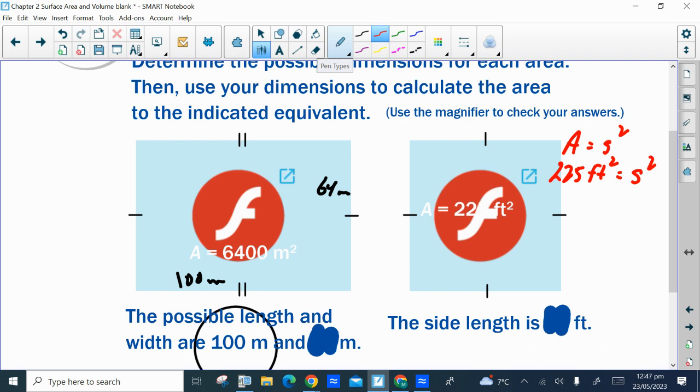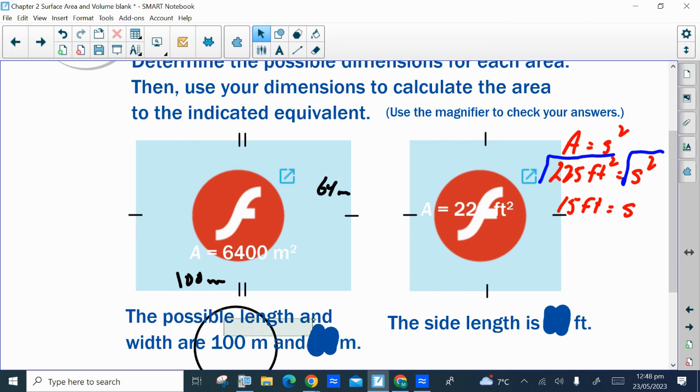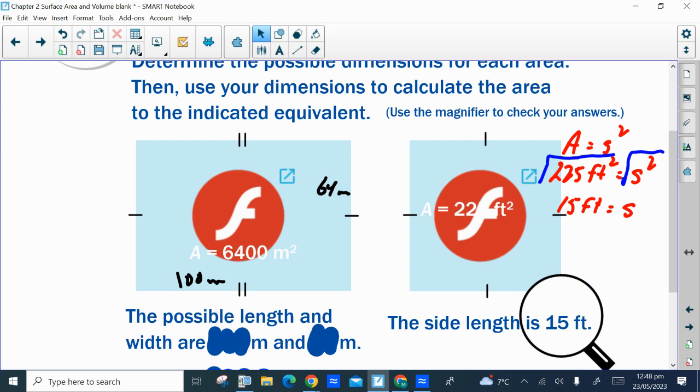And we've done this earlier. If we take the square root of both sides, because we want to know what S is, not what S squared is, and the opposite of squaring is square rooting, the square root of 225 is 15, and the square root of feet squared is feet. On the right side, the square root of s squared is s. So there's the answer for that one. That is the missing dimension. That's the length of each side of that square, 15 feet.